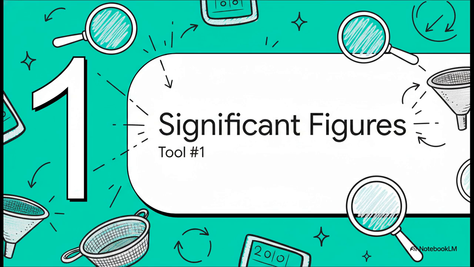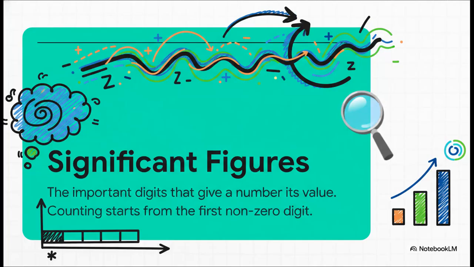It's called significant figures. Just think of it as a way to find and keep only the most important digits in a number. So what even are they? Well, significant figures are basically the important digits that give a number its actual value. And here's the biggest rule you need to remember. You always start counting from the very first digit that is not a zero. We'll see exactly what that means in just a second.